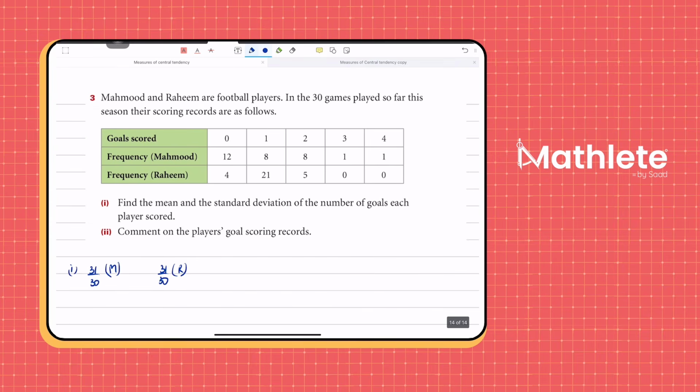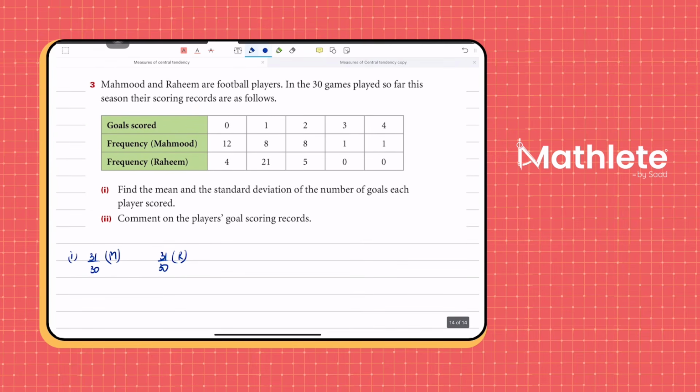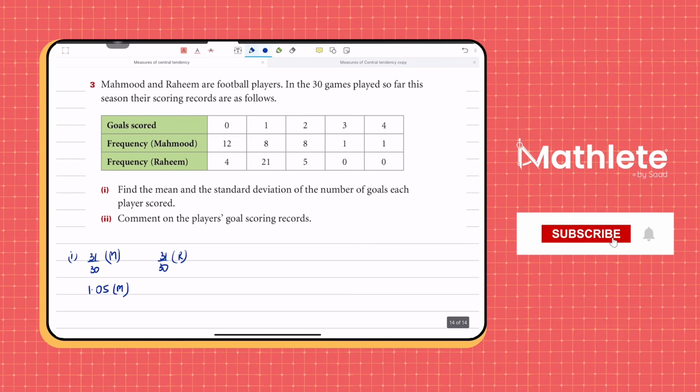Yes, 1.05 is correct, and 1.05 is for Mahmoud. 8.242. Does that make sense? We're looking at goals that go from 0 to 4, so how can the standard deviation be 8.242? Chances are you made a calculation error, which is very common. I'm not surprised if you guys make a calculation error, and I want you to be conscious that calculation errors are very common, so deal with the questions accordingly.